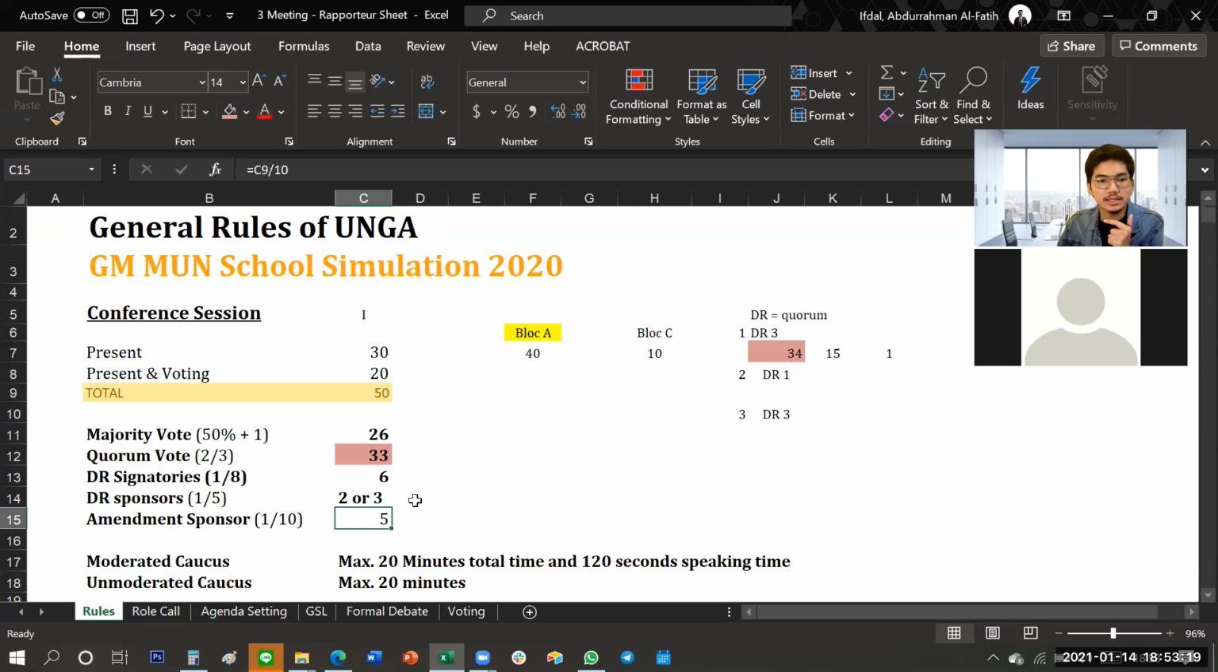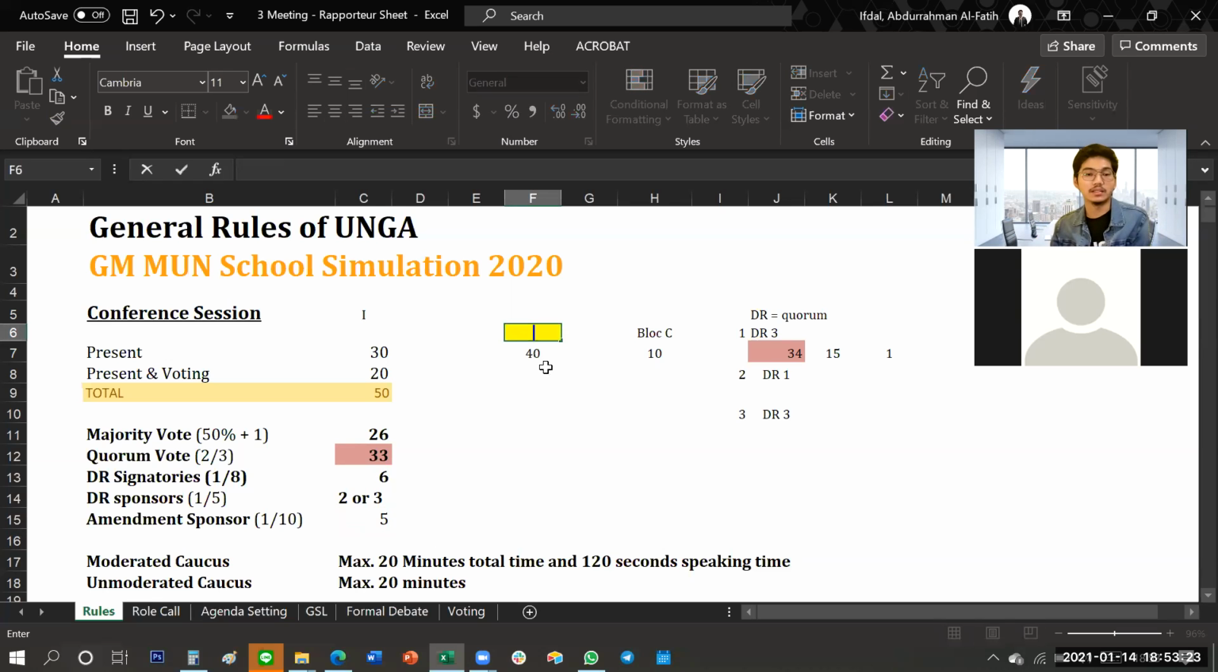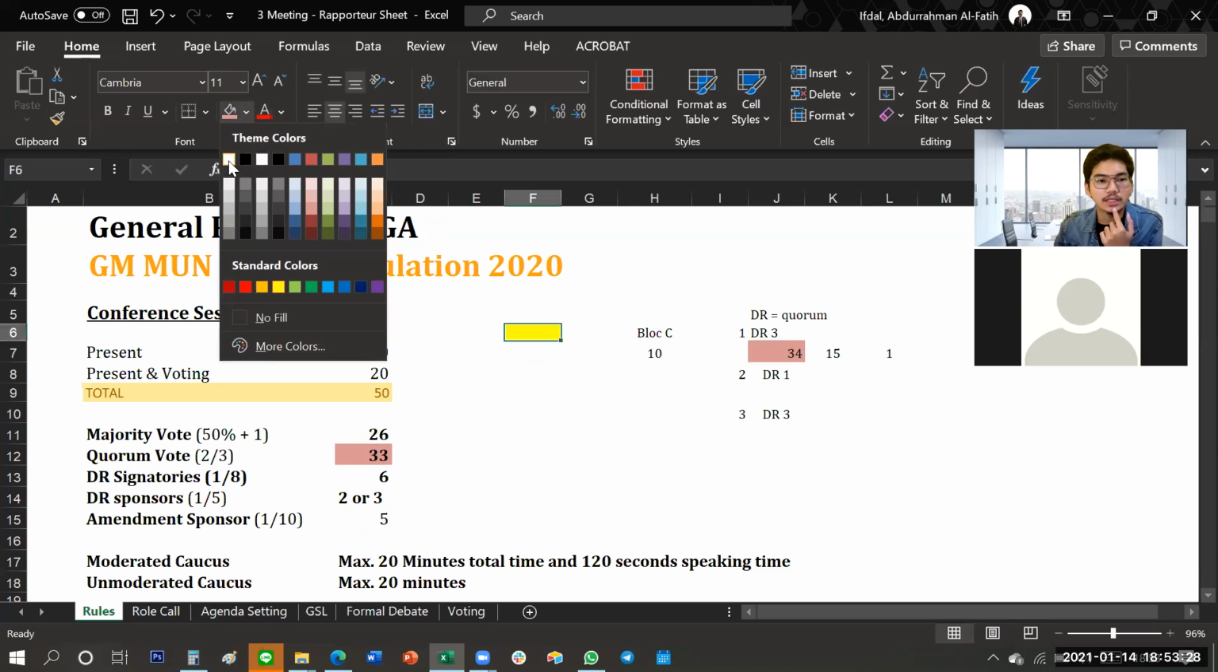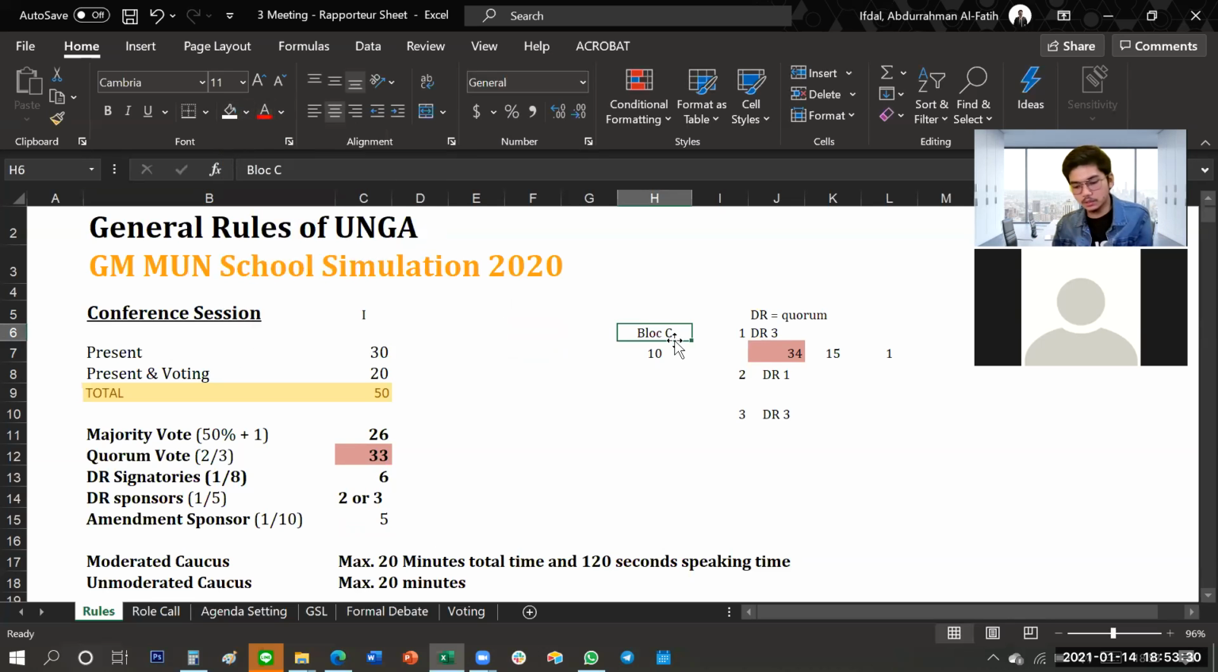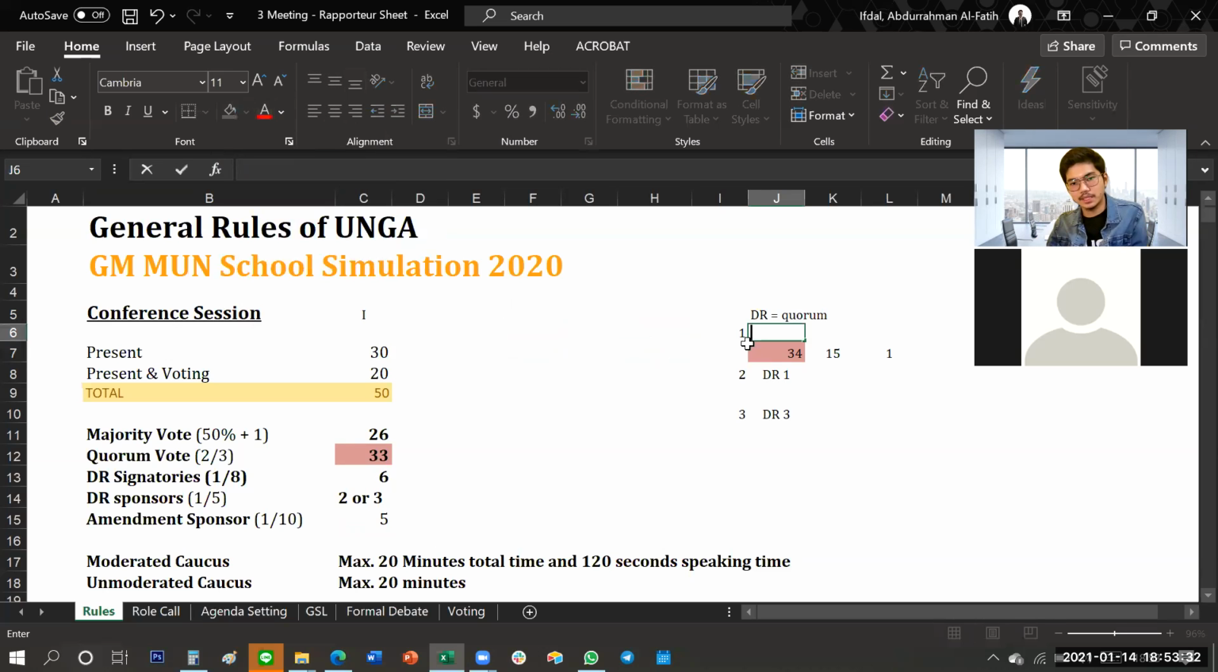Okay, so these are the general rules of UNGA, well, of UN MUN sessions, and not only UNGA. I hope you guys understand this. We still have 30 minutes.